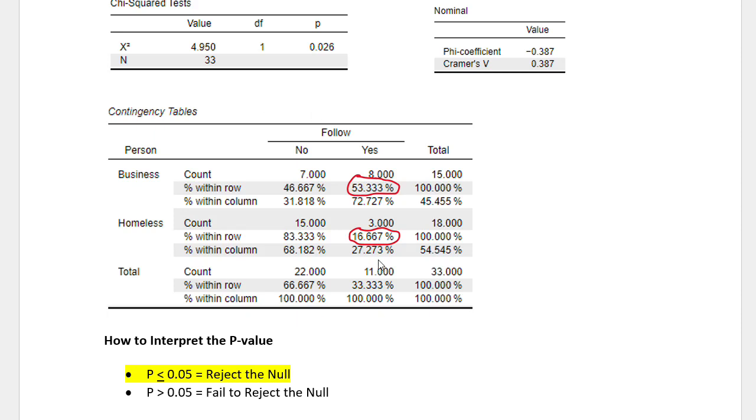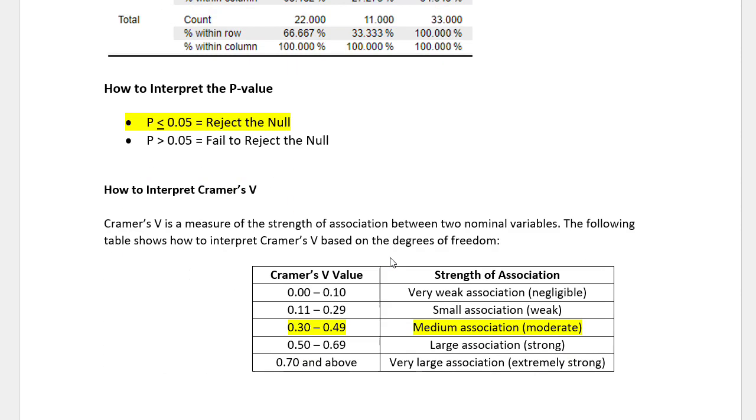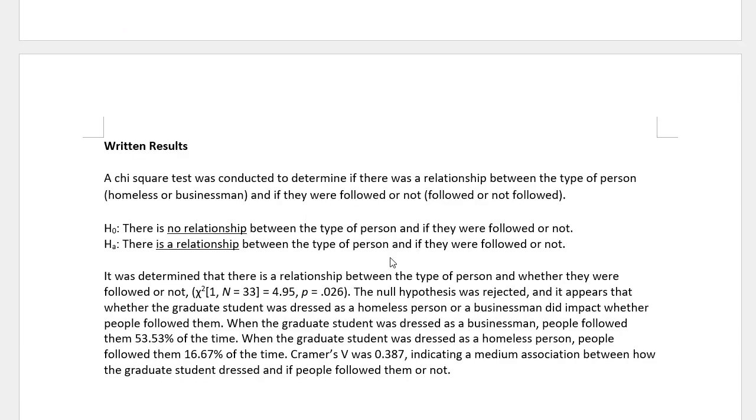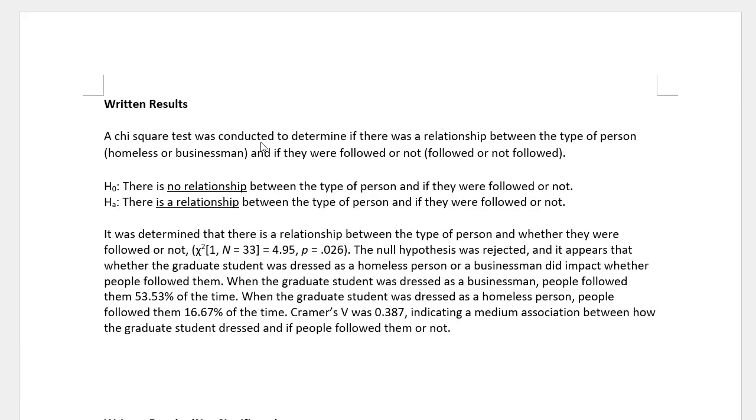So that's that big picture overall, what it means. Now, how do we write that up in APA format? So a chi-square test was conducted to determine if there was a relationship between the type of person, homeless man or businessman, and if they were followed or not.